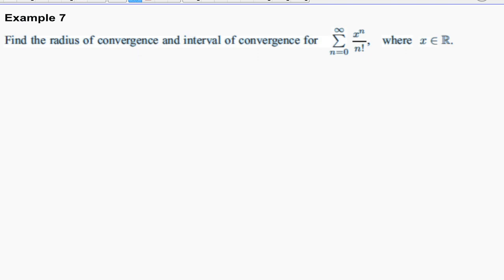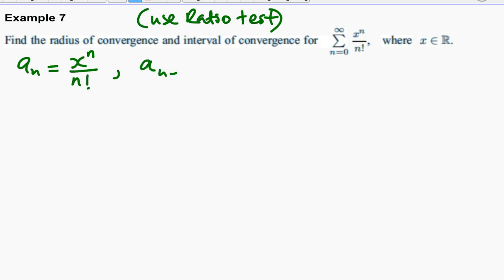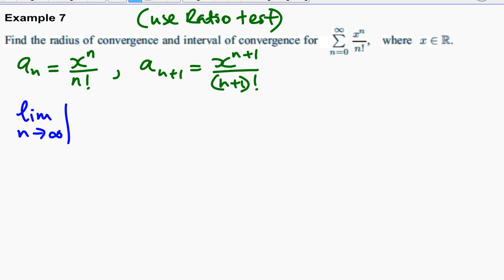Again, it's the same thing. Find the radius of convergence, interval of convergence. So what I'm going to do is, again, use the ratio test. Start with s sub n, which is x to the power n over n factorial. S sub n plus 1 will be equal to x to the power n plus 1 over n plus 1 factorial. So, find the limit. Use the formula for ratio test to find the limit, and find out whether we can use that to find the interval of convergence. So plug in what s sub n plus 1 is, x to the power n plus 1 over n plus 1 factorial, divided by s sub n.